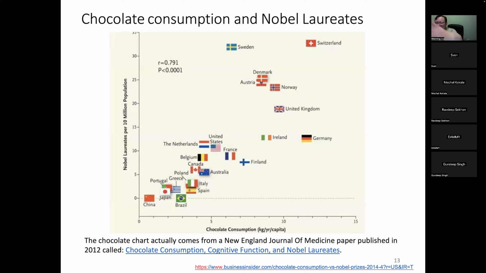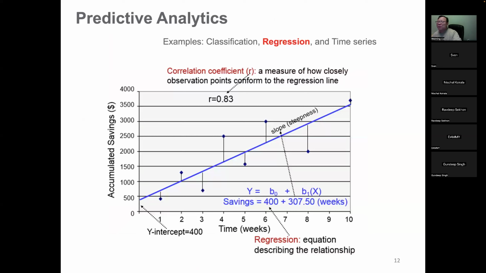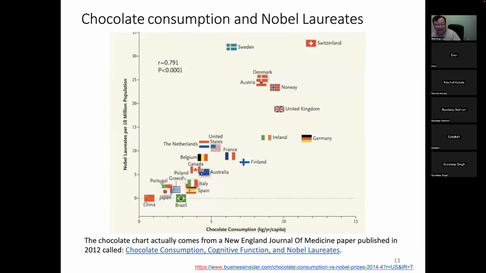You can draw a linear line here, but it does not necessarily mean chocolate consumption can make people smarter. That's not a causal relationship you can draw. So you just have to be careful when interpreting this linear trend, because here is also a linear trend, but there's no causal relationship between chocolate consumption and Nobel laureates. It just happened.